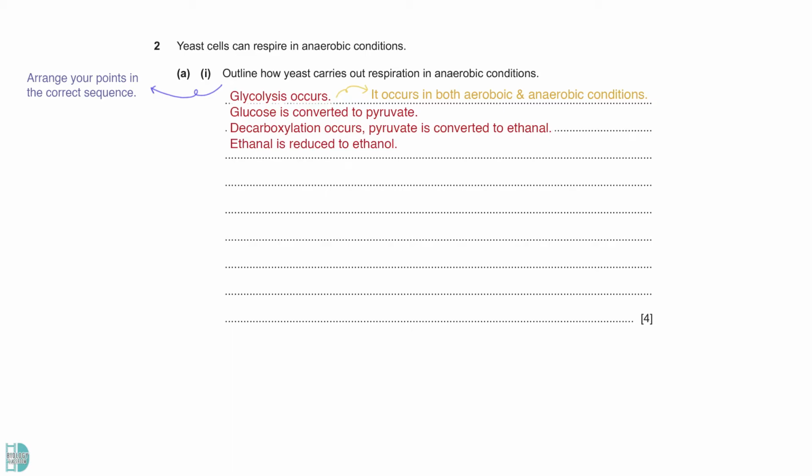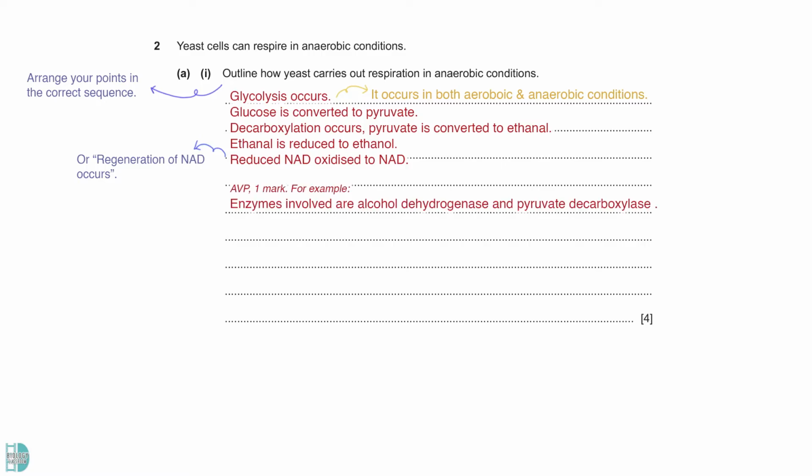In this step, reduced NAD is oxidized to NAD. You can also say that it leads to the regeneration of NAD. There is a mark for AVP. For example, state the names of the enzymes involved in the process.